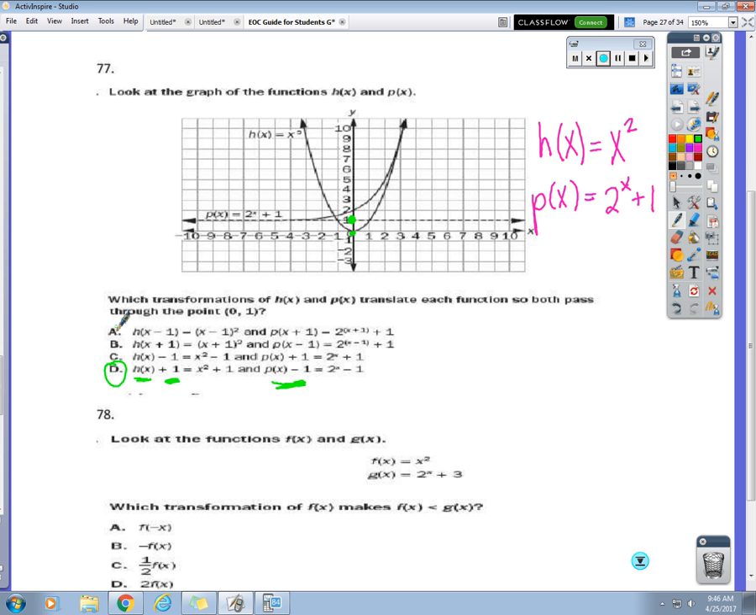What would A do to it? H of x minus 1 in parentheses. What kind of shift would that be? Right 1. What would B shift be? Left 1. And what would C shift be? Down 1. Over here for the P functions, what would this one be? Left 1, up 1, and down 1.